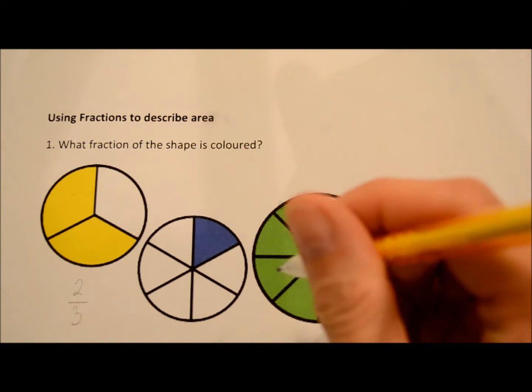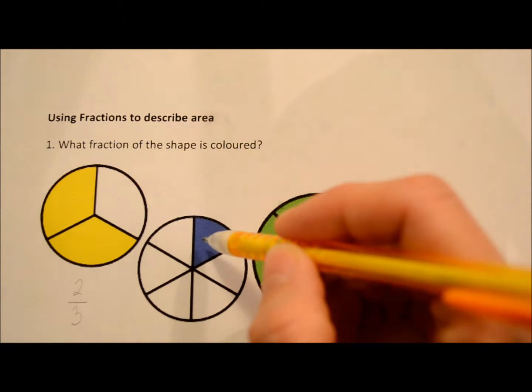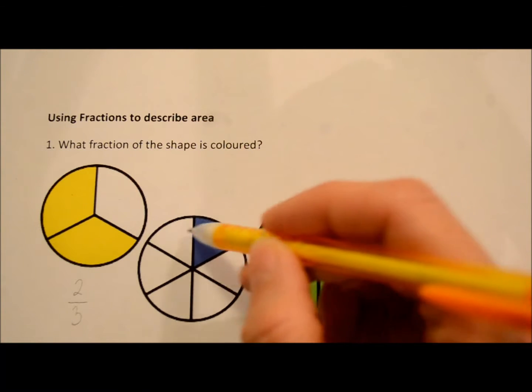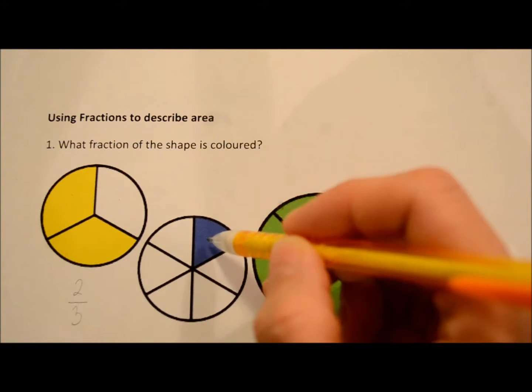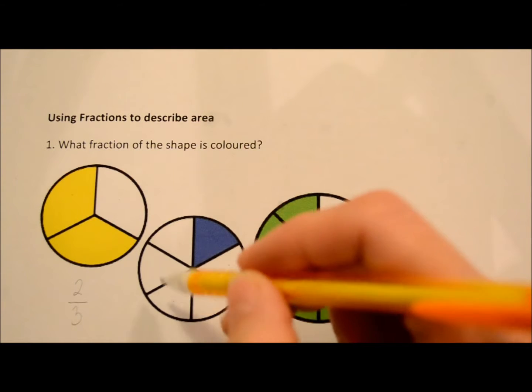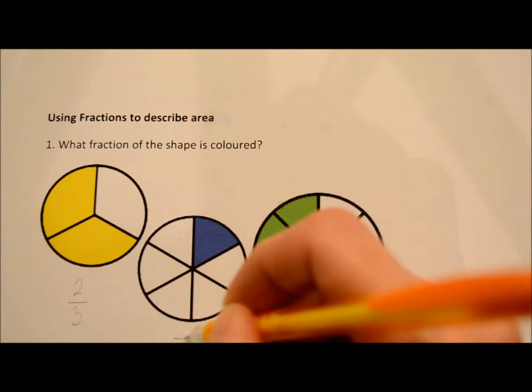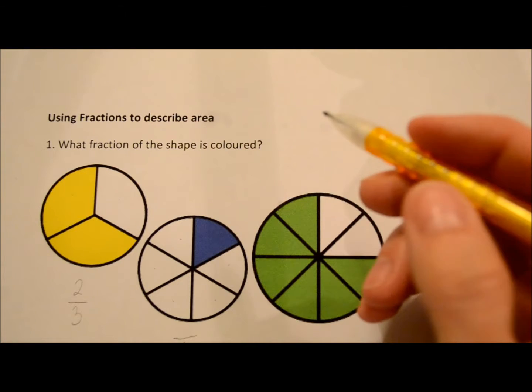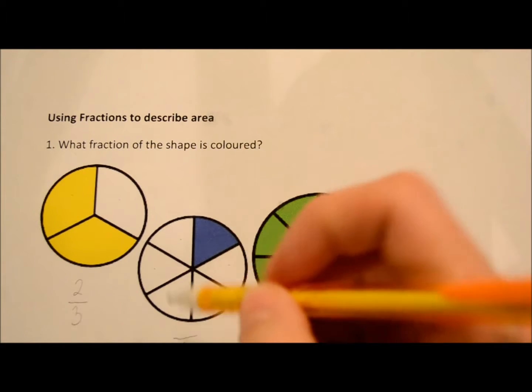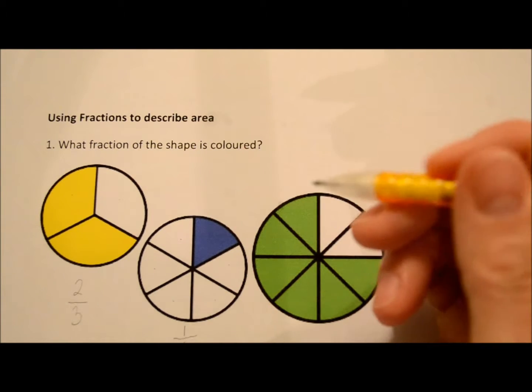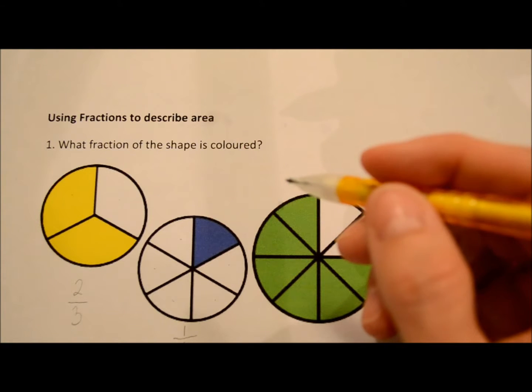All right. Now, here we're going to do the next one. We're going to count to see what our denominator is. 1, 2, 3, 4, 5, 6. So our denominator is 6. How many are colored in? 1. 1/6 is colored in.